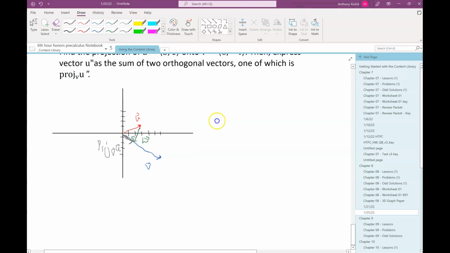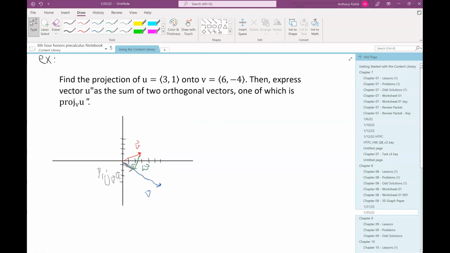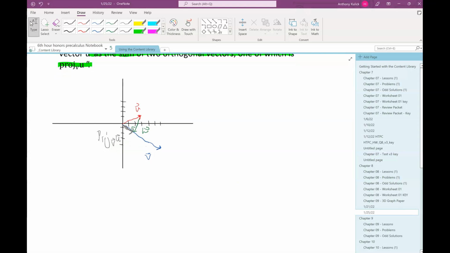So our example here asks us really to do two things. It says to find this projection, and then we want to write that vector u as the sum of two orthogonal vectors. So let's do the projection part first.